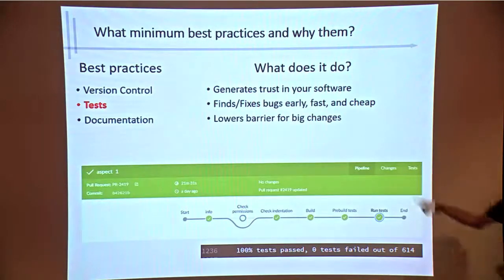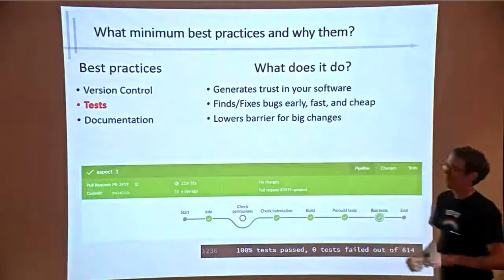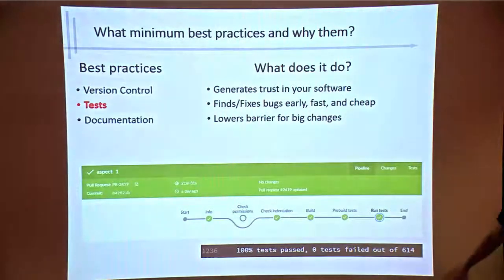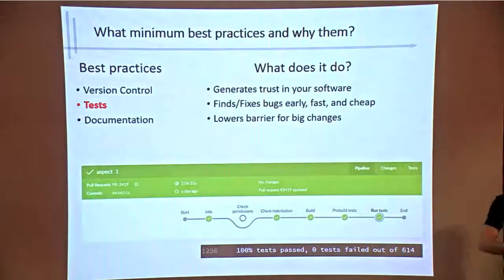It also lowers the barriers for big changes. If you have a set of 614 tests, like ASPECT, then you can rip apart your source code, plug it back together in a different way, and run all of these tests. If all of them pass, then at least you have a pretty good sense that you didn't break any major functionality. Maybe something small that you didn't test, but at least the big things work.